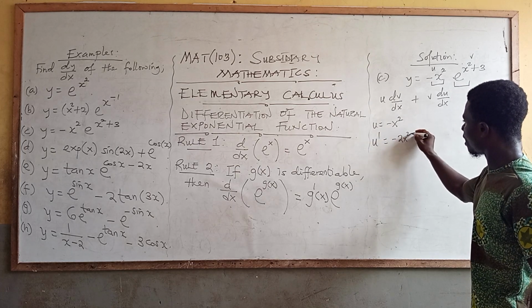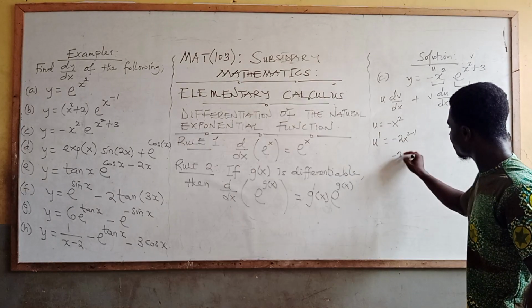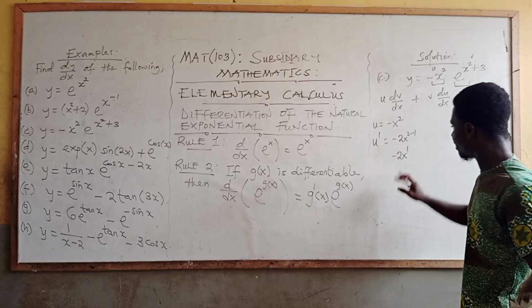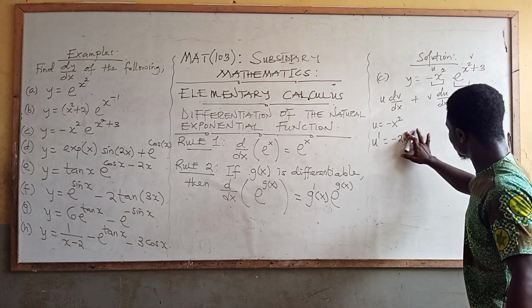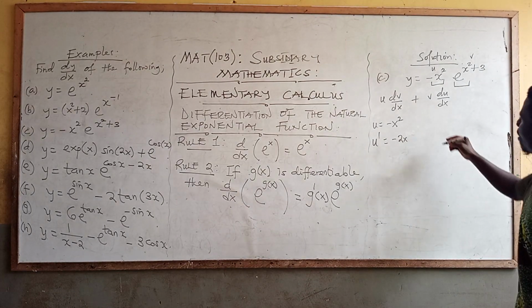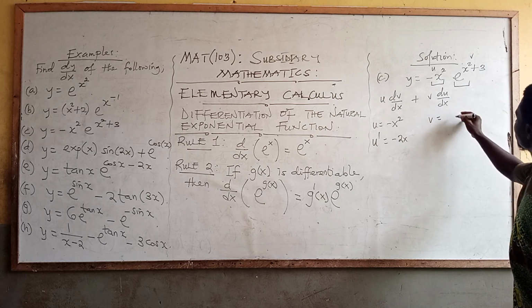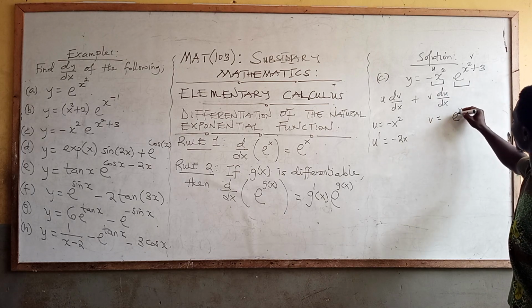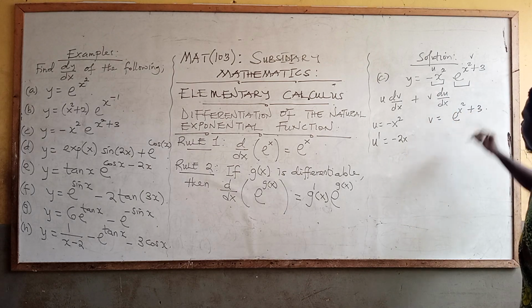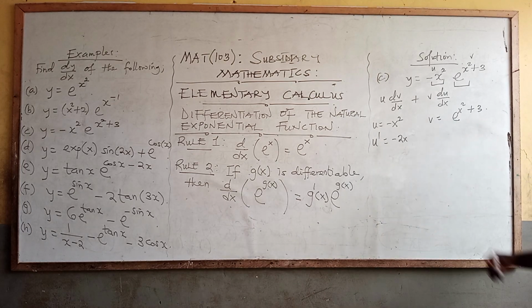We subtract 1, which is the same thing as negative 2x to the power 1. Right? So we have it as that. Then our v is the same thing as e to the power x squared plus 3. So now how do we differentiate an exponential function?